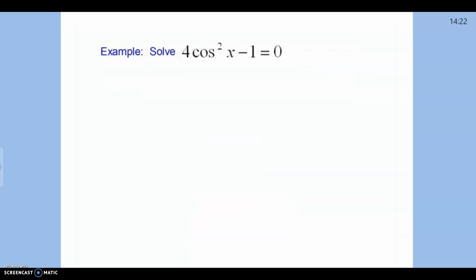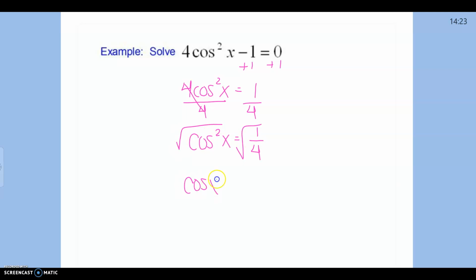As we get more involved, now we're going to get into something that has squares. Same deal. My whole goal is to get cosine of x by itself. So just like any other equation you would solve, you're going to add 1, so 4 cosine squared equals 1. Then we're going to divide by 4, so cosine squared equals 1/4. Now here's the difference. If it's cosine squared, we have to remember to undo a square. We always need to take the square root of both sides. What do you always have to remember when you take the square root of both sides? Plus or minus, don't forget or you're not going to have enough answers.